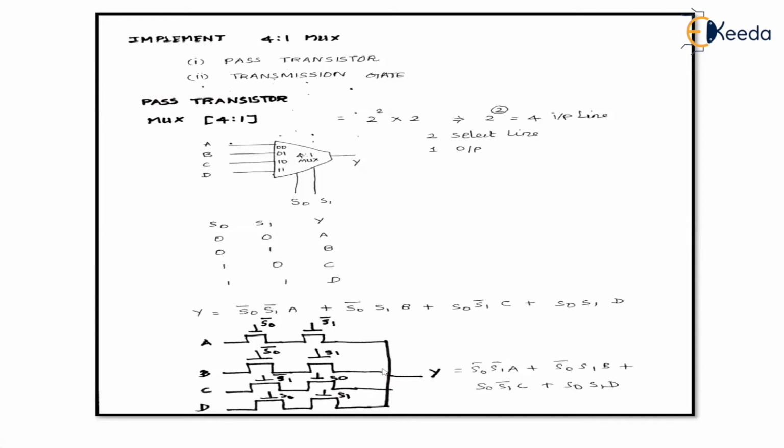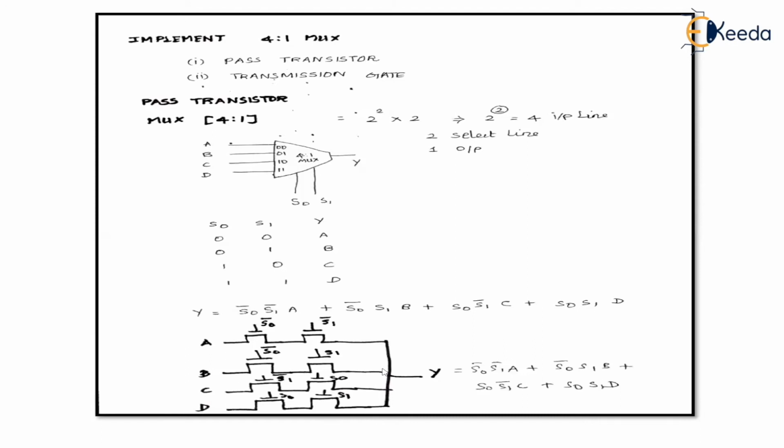So now see, Y is equal to S0 bar, S1 bar into A. How? It is 0, 0. For the 0, 0 combination, my output Y is equal to A. So just S0 bar, S1 bar into A. Plus, what is the next combination? S0 bar into S1, because it is 0 and 1. So in the place of 0, I am giving S0 bar, and in the place of 1, I am giving S1, into B.